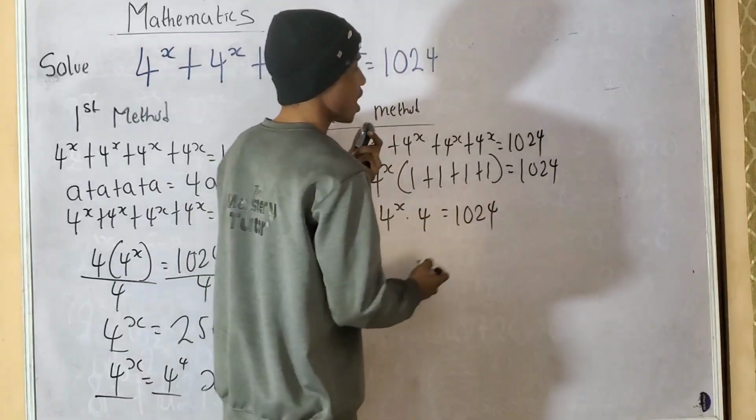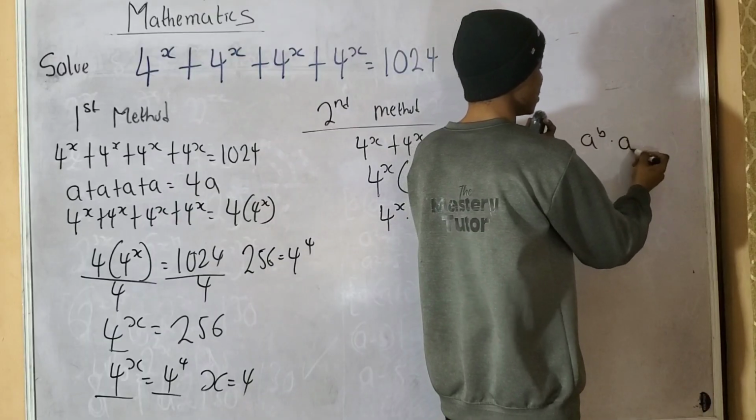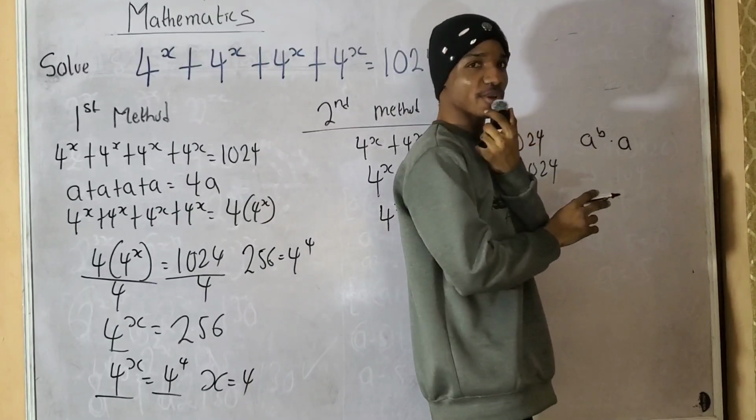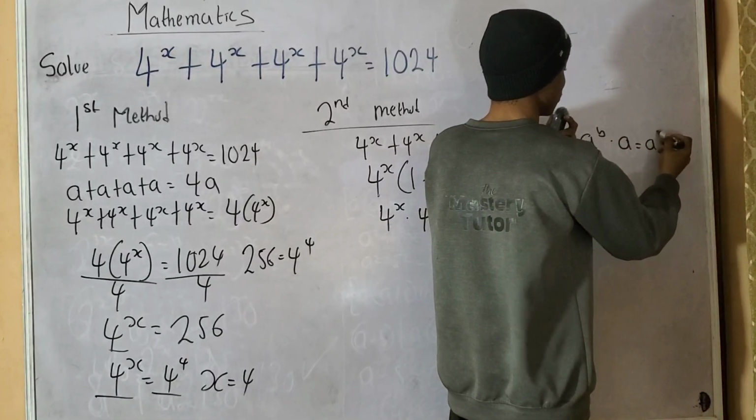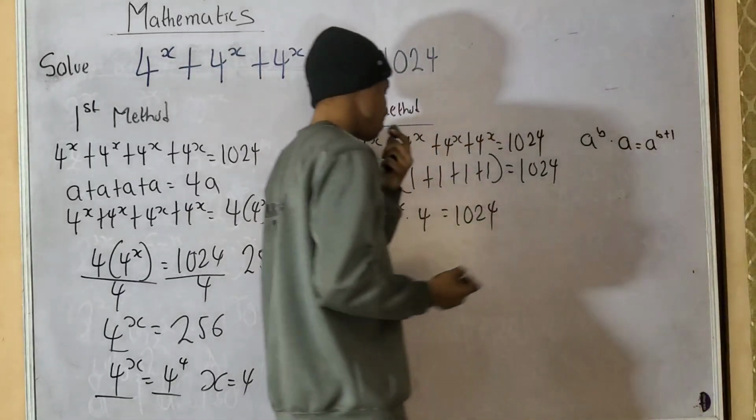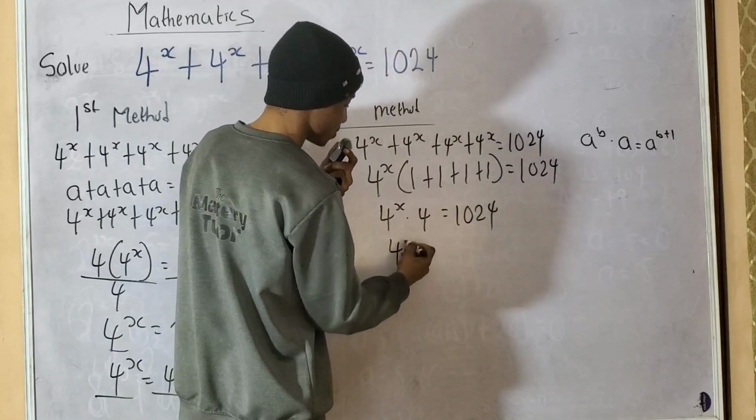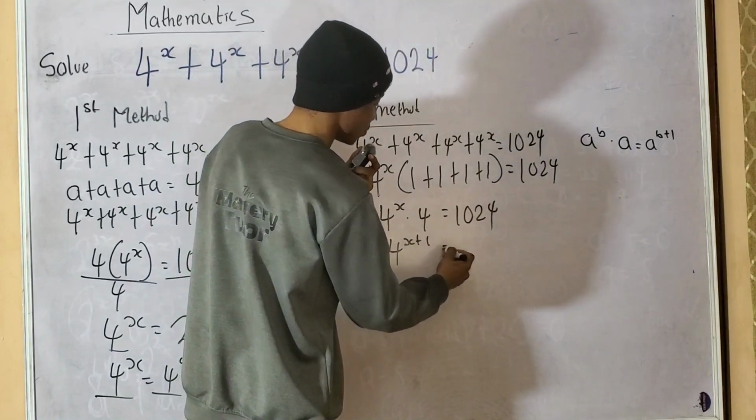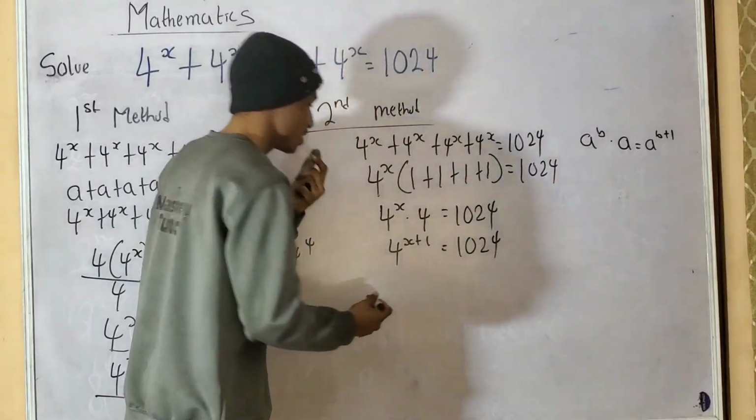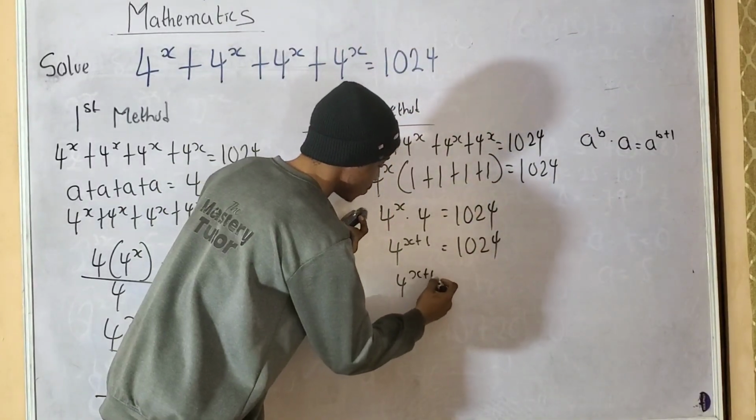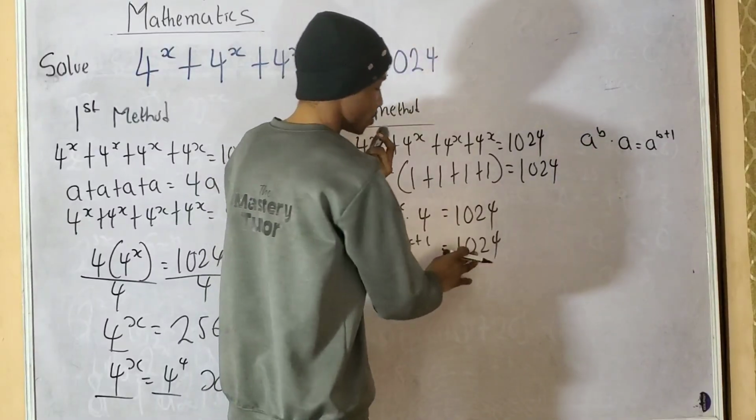Okay, if you have a raised to the power of b multiplied by a, what is the power of the second a? The power is 1, right? So it can be said to be a raised to the power of b plus 1. So let's go back to this. 4 raised to the power of x multiplied by 4 will be 4 raised to the power of x plus 1. This will be equals to 1024. Are you following? Okay.